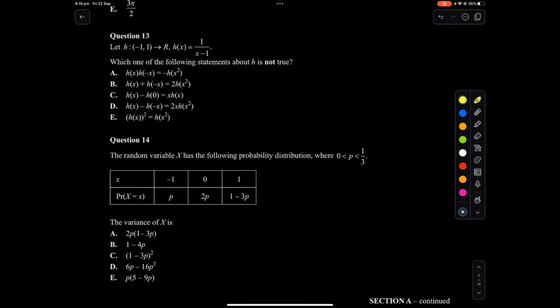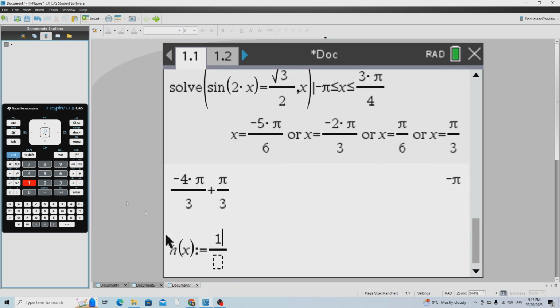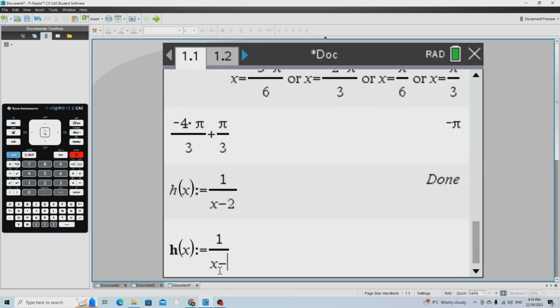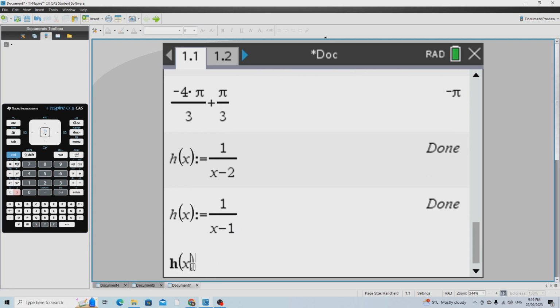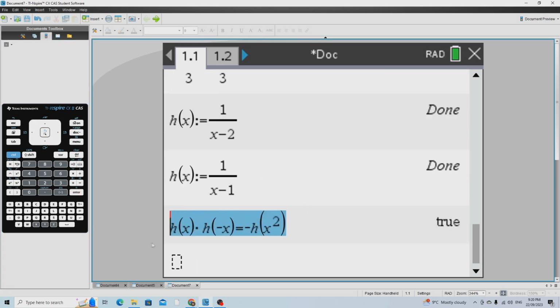Question 13. If h is from -1 to 1, which of the following statements is not true? I'll just do this on the calculator. Let's define h of x as the function, which is 1, so 1, x minus 1. Oops. Let's try the first statement. So h of x, which one is not true? So times h minus x, is it equal to -h x squared? It's true, so it does equal it. That's not good.